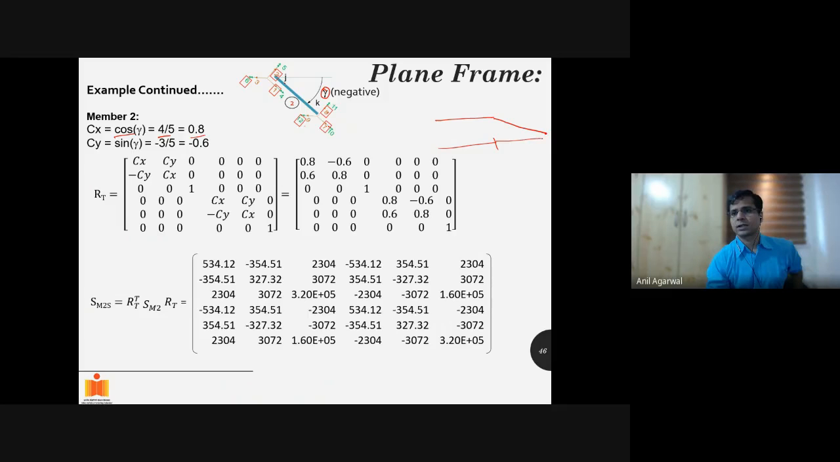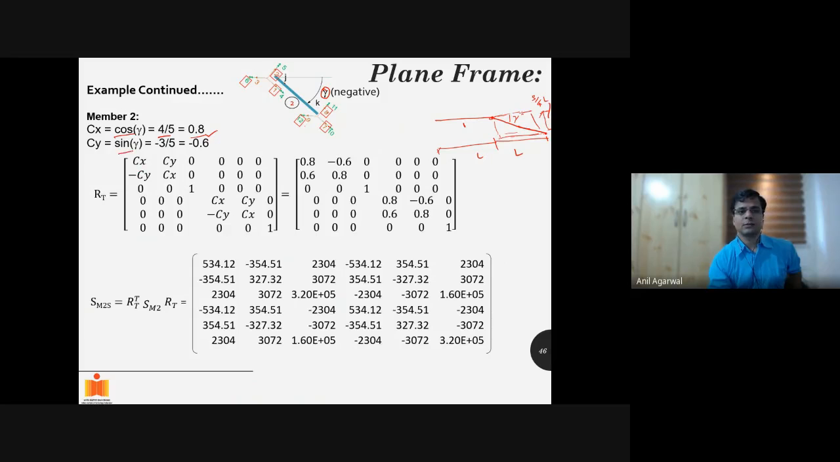So this part was L, this part was L, this is L, this is L. This is member 1, this is member 2. And this height was 3 by 4 L, right? So cos gamma will be, this is the angle gamma. If this is 3 by 4 and this is 4 by 4, that is 1, the length is 5 by 4. So 4 divided by 5 is cos gamma, 0.8.